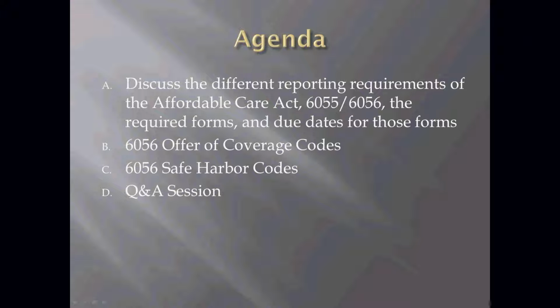So what we're going to go over today: we're going to discuss the different reporting requirements of the 6055 and 6056, what the forms are, and what the due dates are. We're then going to look at the 6056 offer of coverage codes, the 6056 safe harbor codes, and the Q&A section. And the B and C sections are really going to be the two hardest sections.